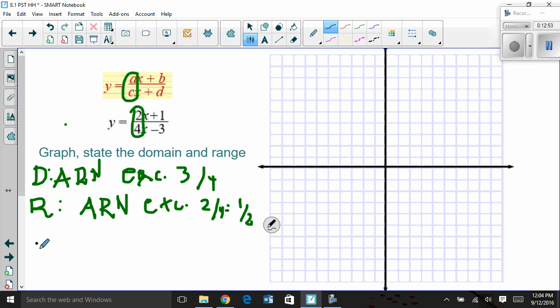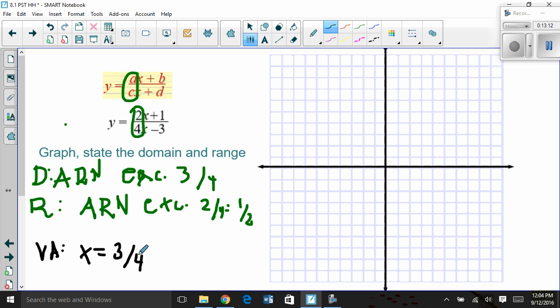We want for our vertical asymptote, again, where the bottom is 0. So you can see here that our bottom will be 0, like we found in our domain. Our bottom will be 0 at x equals 3/4.